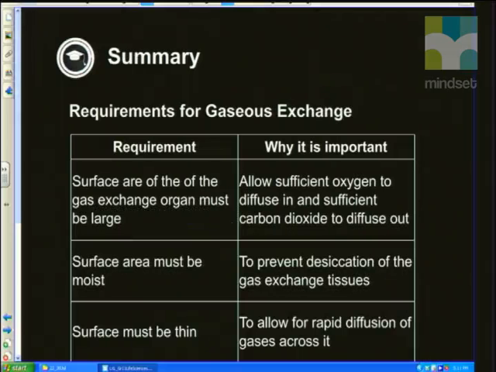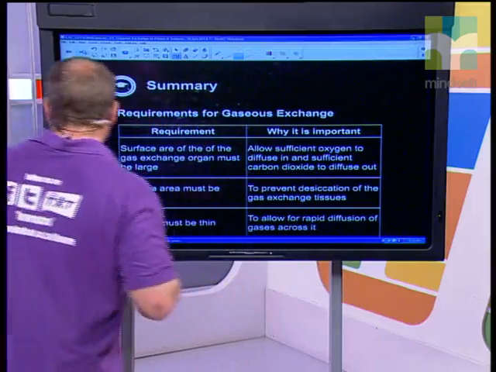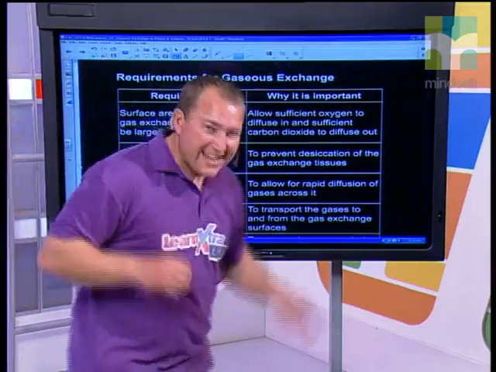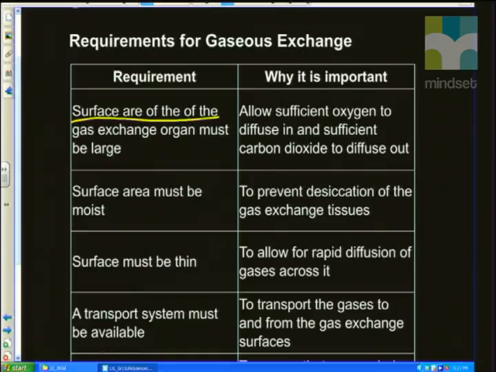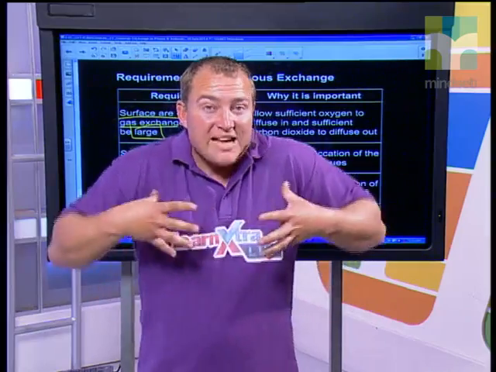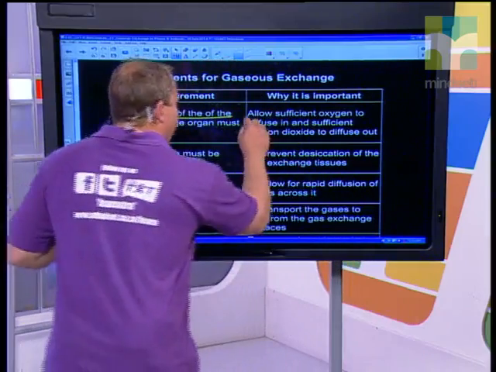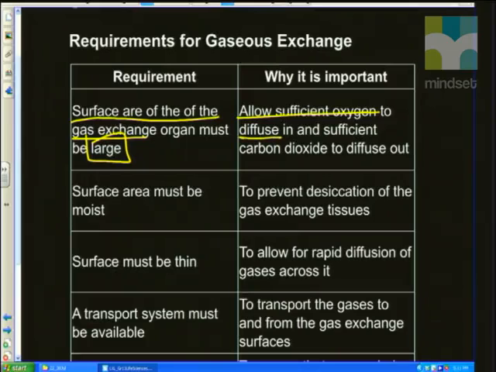Now, let's look at what we need. Very easy. Firstly, requirements and why they are important. Firstly, the surface area of the gaseous exchange organisms must be large. The larger it is, the more you can absorb. Remember in food, the small intestine has villi inside it to make it longer, a bigger surface area. Same thing, wherever we need a big surface area. It allows sufficient oxygen to diffuse in and carbon dioxide to diffuse out. Sufficient in, sufficient out.